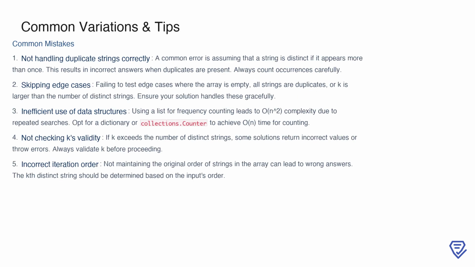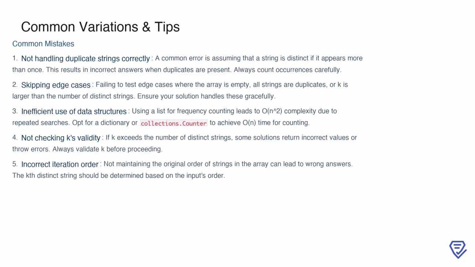When solving this problem, there are several common mistakes to watch out for. One frequent error is not handling duplicate strings correctly. For example, assuming a string is distinct without carefully counting how many times it appears can lead to incorrect results. It's essential to ensure that only strings appearing exactly once are considered distinct. Another pitfall is skipping edge cases, like when the array is empty, all strings are duplicates, or k is larger than the number of distinct strings. Your solution should be robust enough to gracefully handle these scenarios.